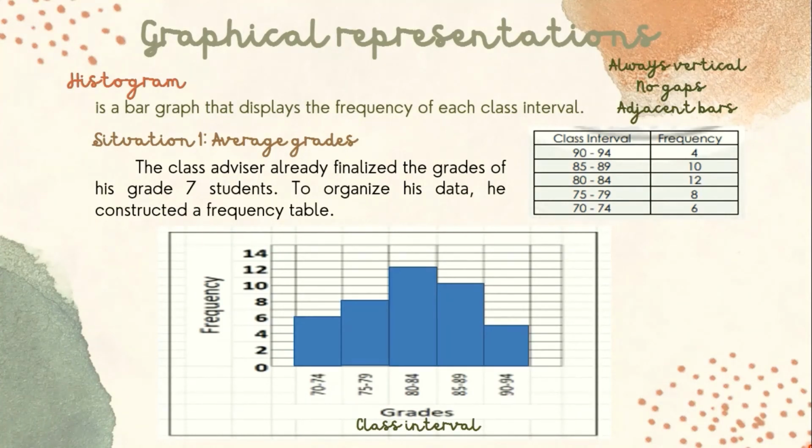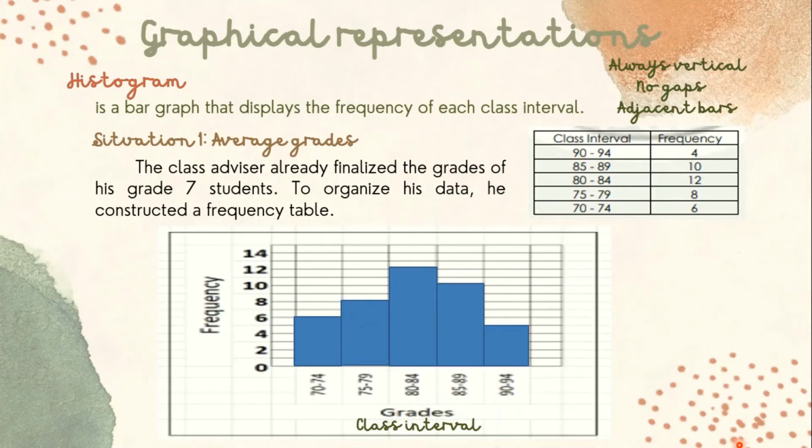From this histogram that we constructed for this frequency distribution, we can answer a few questions. What is the tallest bar in the histogram? The tallest bar here, as we can see, is for the class interval 80 to 84, meaning ito yung class interval na may highest frequency, which is 12. Sa section na ito, most of the students, ang kanilang average grade ay ranging from 80 to 84.